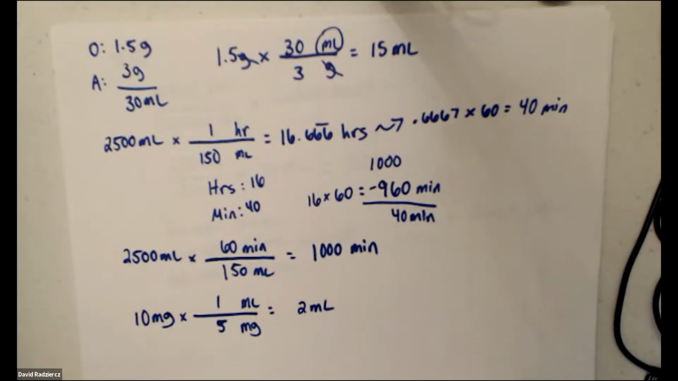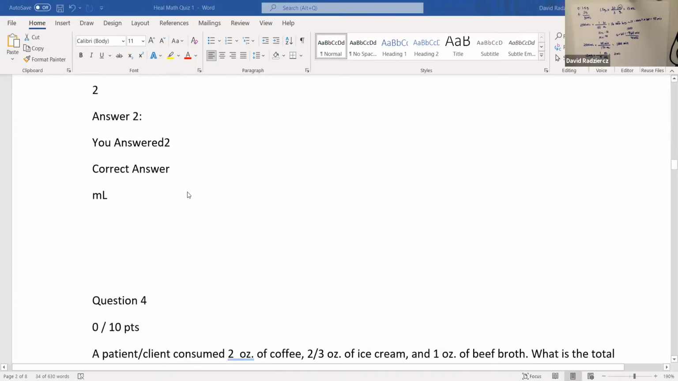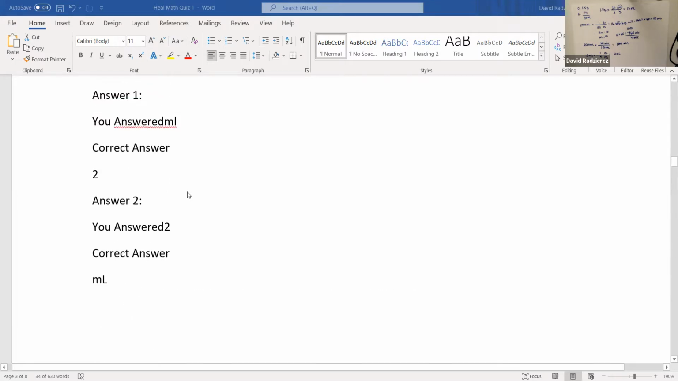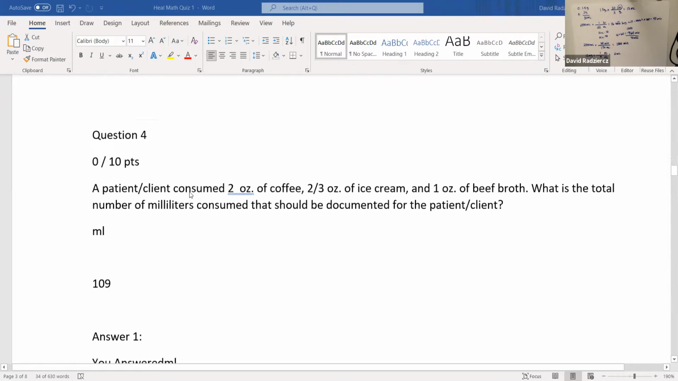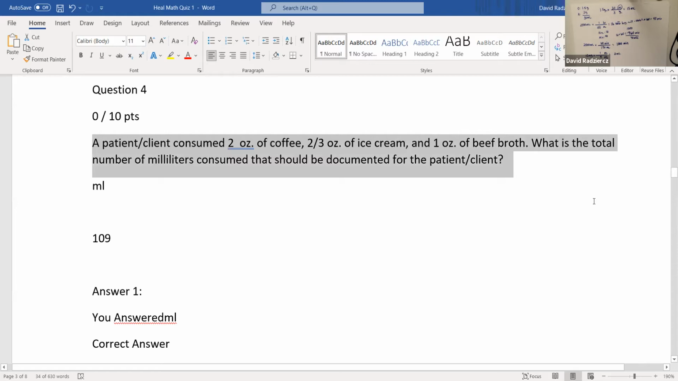Okay. And let's see what we got here. Next question. All right, so, oh okay, this is gonna be interesting. A patient client consumed 2 ounces of coffee, 2/3 ounce of ice cream, and 1 ounce of beef broth. What is the total number of milliliters consumed that should be documented for the patient client?